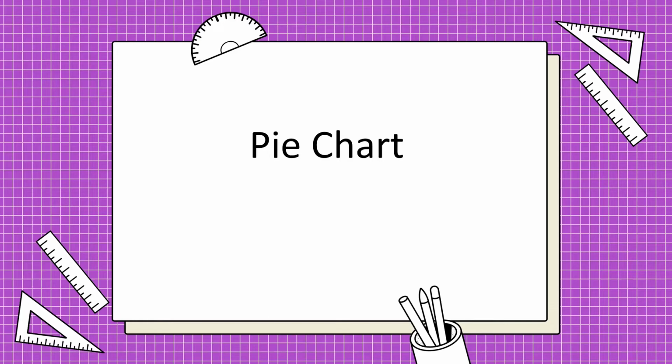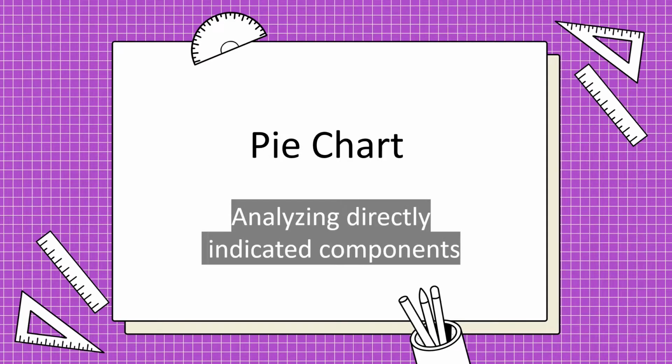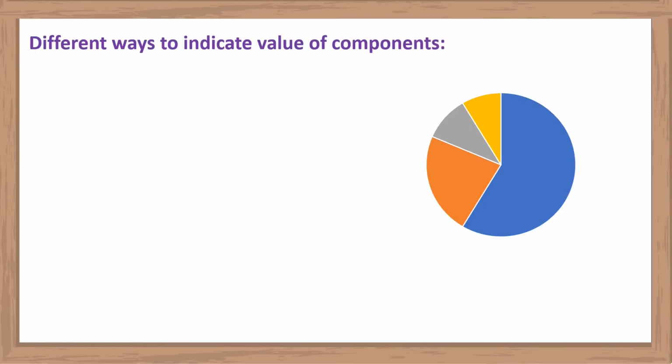This video will teach about analyzing directly indicated components in the pie chart. There are many different ways to indicate the value of components in a pie chart. They are: 1. Direct. All component values are directly indicated in a pie chart.